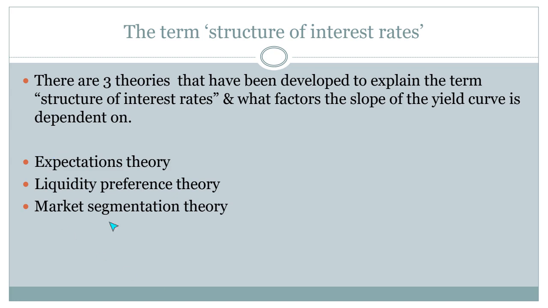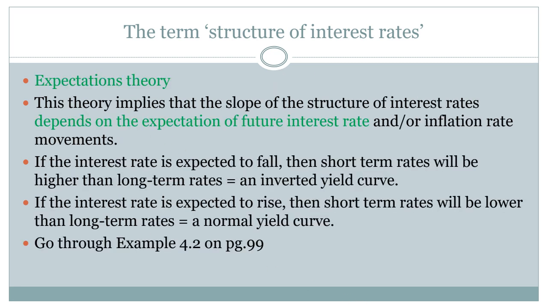There are three theories to explain the shape of the yield curve: expectations theory, liquidity preference theory, and market segmentation theory. They do ask this in exams. In fact, in the June exam, the students were asked to explain the shape of the yield curve according to the liquidity preference theory. And I think that question was worth maybe 10 marks. I can't quite remember now. But they do ask these questions in the exams.